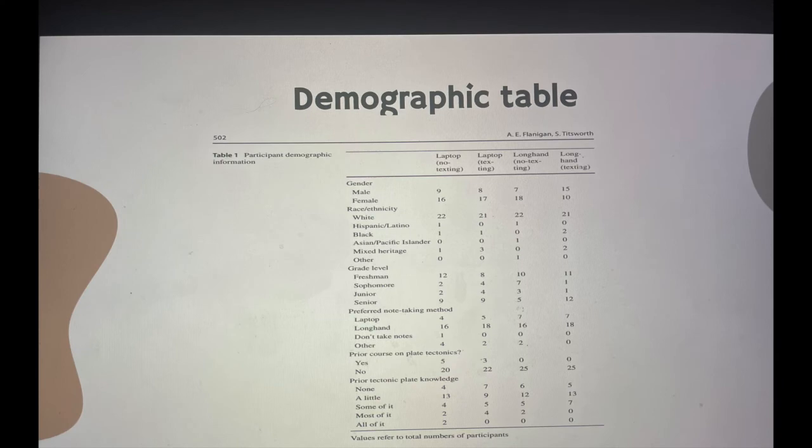So this is just a look at the demographic table of the participants. We see that the majority of the participants are white, and we have 55% underclassmen, 60% female students, and 66% with a GPA of 3.0 and higher. And just looking at it, we can see that the majority are doing the longhand texting method, while those doing longhand non-texting are on the lower side of the spectrum.